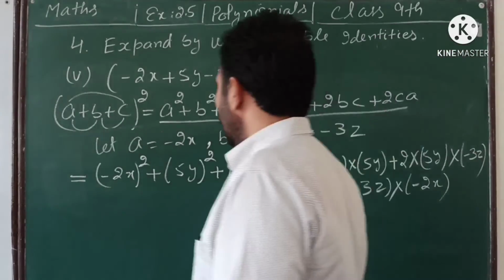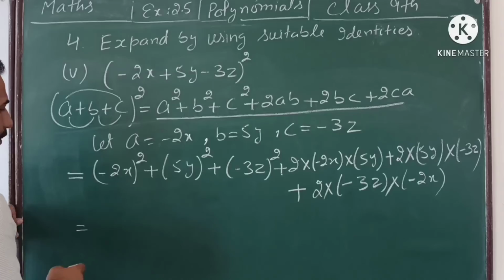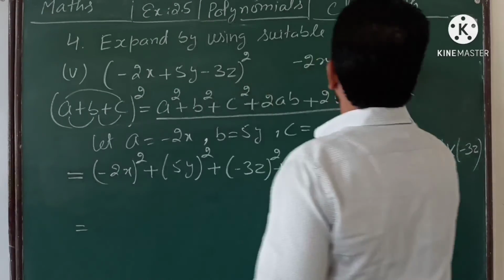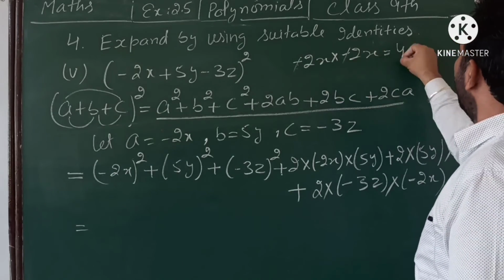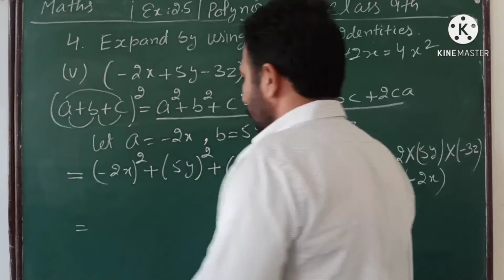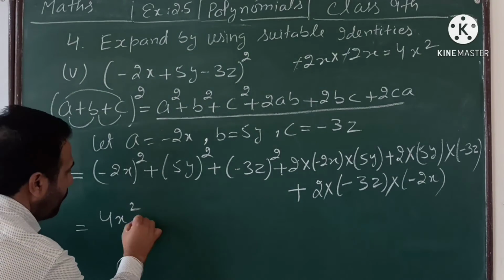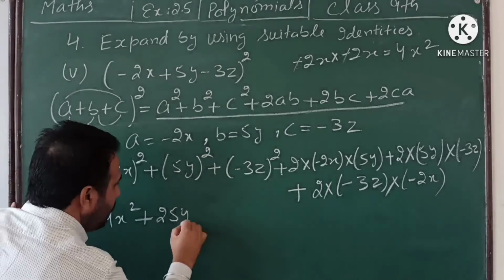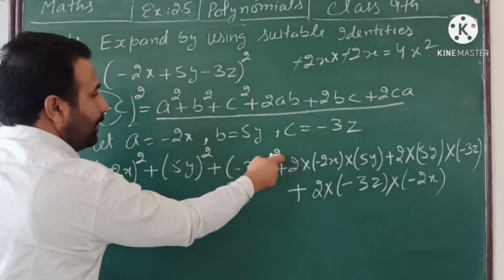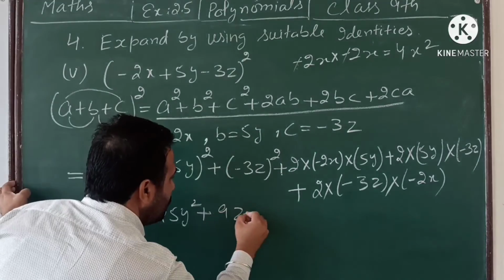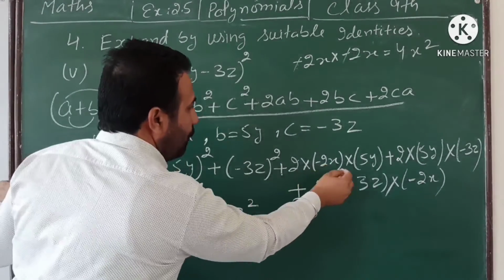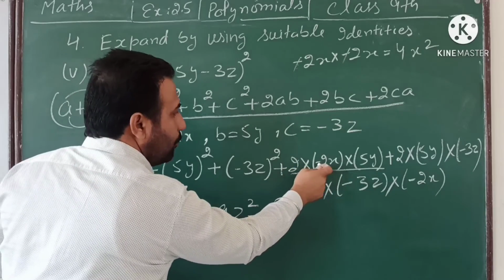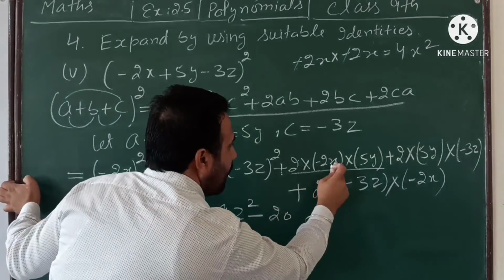Okay, now we will solve. Minus 2x raised to power 2 means we will write 2 times minus 2x minus 2x. So the answer is minus minus cancel, 2 2 are 4 and x square. So first is 4x square, same like here. 5 raised to power 2 means 5 5 are 25y square, plus minus 3 multiply minus 3, that is 9z square. Now we will multiply this term, plus minus minus 2 2 are 4, 4 5 are 20 x and y.